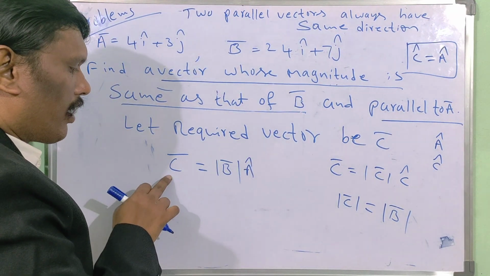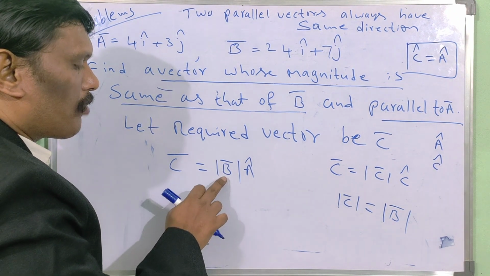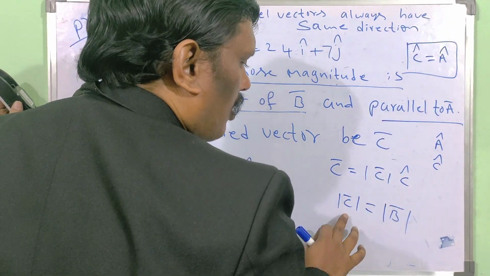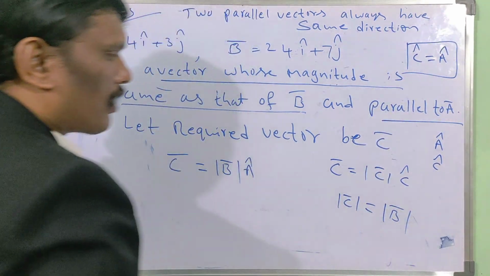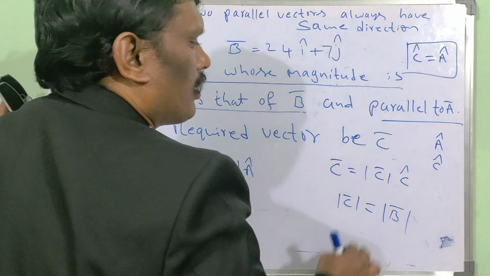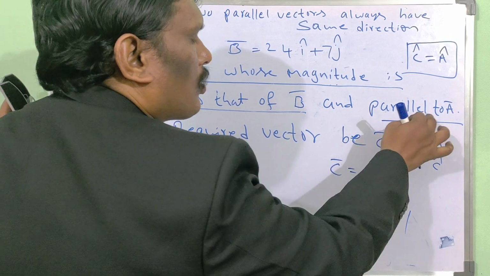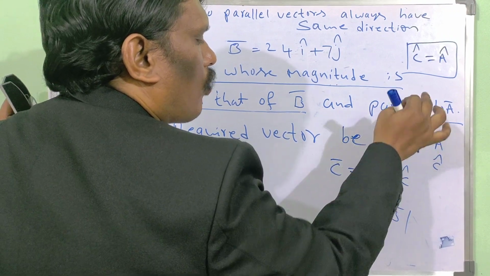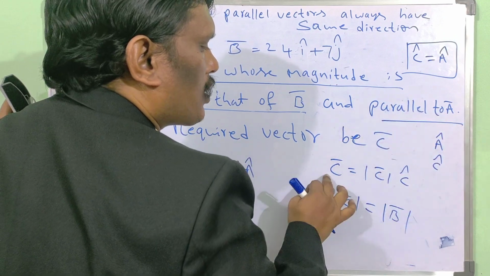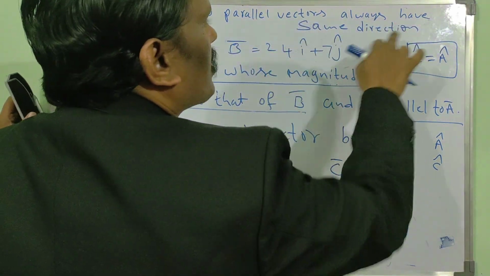So the required vector has the magnitude of B bar and is parallel to A bar. The magnitude of the required vector and the magnitude of the B bar vector are the same. That's why in place of mod C bar I wrote mod B bar. And what is C cap? Direction of the vector C. But this vector is parallel to A bar, whose direction is A cap. Direction of C bar is C cap. Both are parallel. If both vectors are parallel, they have the same direction.